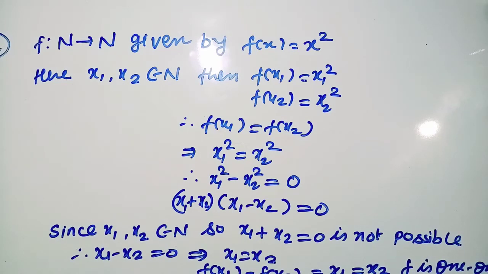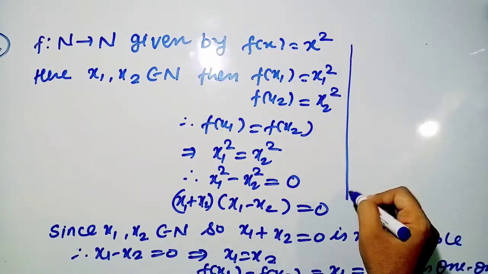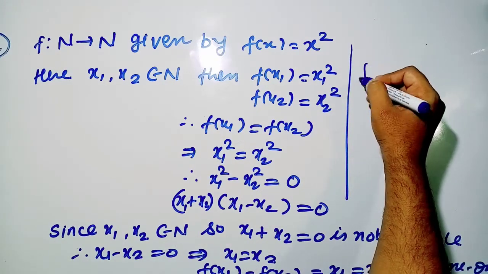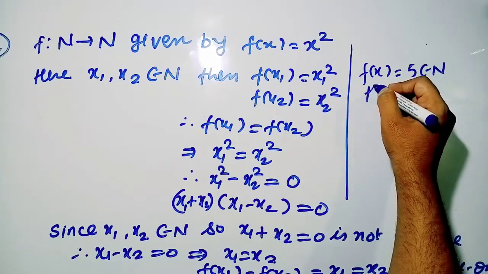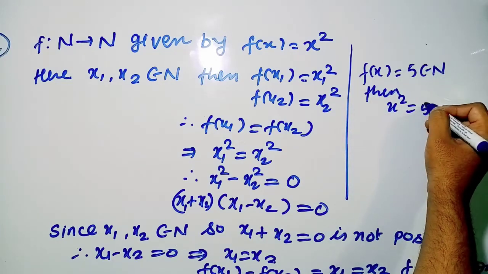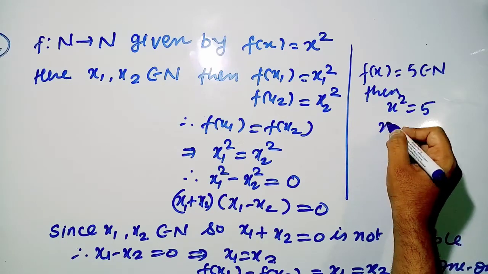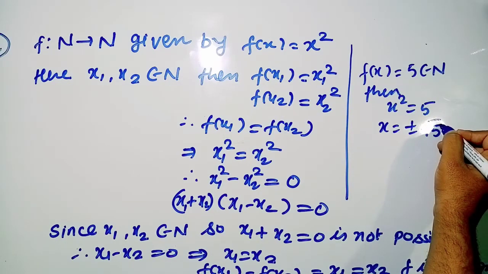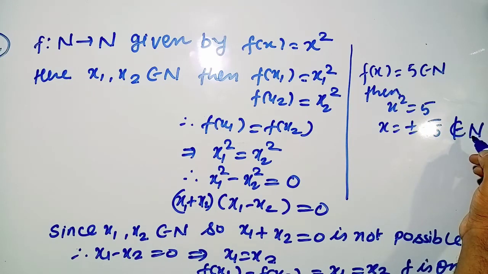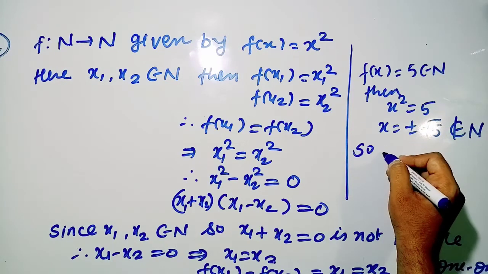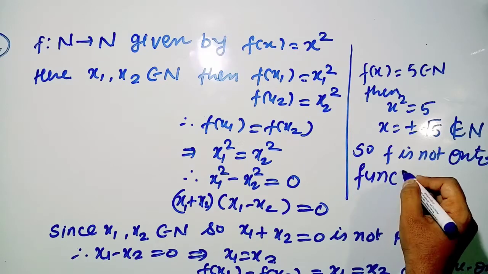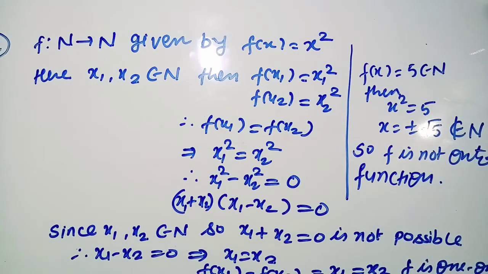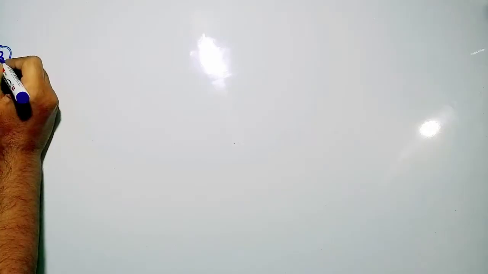Now we will prove whether f(x) = x² is onto or not. Let us take an example. Suppose f(x) = 5, which is a natural number, belonging to N. So x² = 5, so x = ±√5. √5 does not belong to the natural numbers. That's why we can say that the given function is not an onto function. Thus, we can say that the function x² is one-one but not onto, right students?